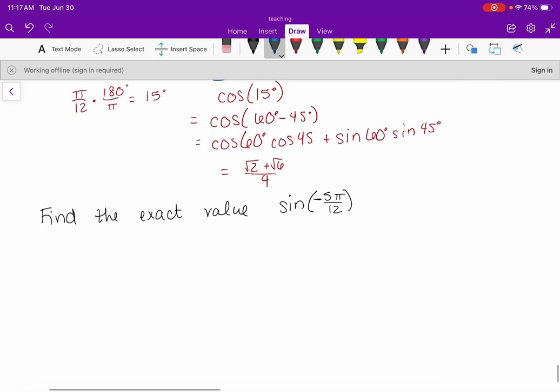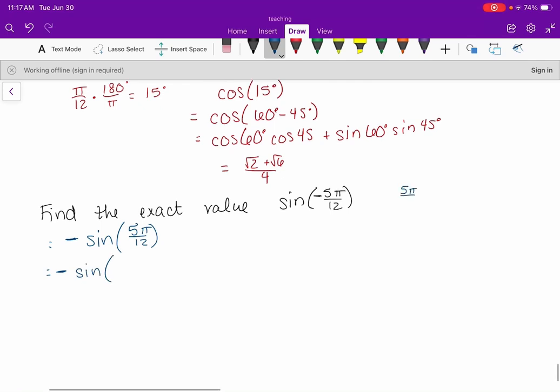First thing I personally would do if I ever have a negative angle is I would pull it out to the front if it's sine. So remember, sine is an odd function, so that means that negative can pull out to the front, and then it can just hang out with us the whole time. So I have this negative sine. I'm going to switch to degrees, so 5 pi over 12 times 180 over pi.